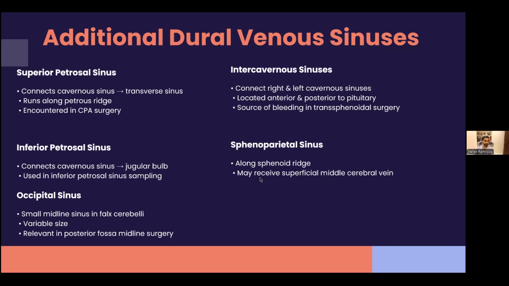Then you have the intercavernous sinus, which connects your right and left cavernous sinuses anterior and posterior to the pituitary gland, and these channels explain venous bleeding encountered during transsphenoidal surgery. And finally, you have your sphenoparietal sinus, located along the sphenoid ridge, which may receive the superficial middle cerebral vein and influences venous drainage patterns in pterional approaches.